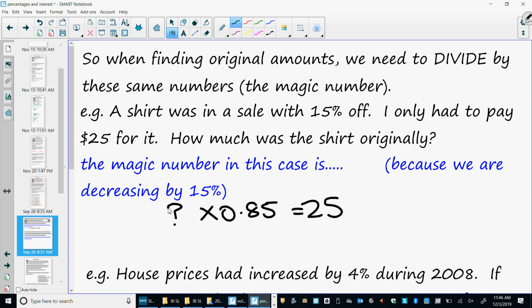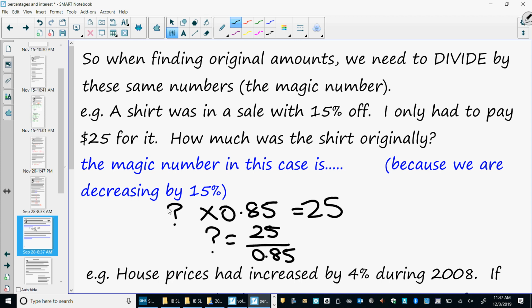Let me just get you to look at what I've written. Our unknown value was multiplied by 0.85 and I paid $25. Does everyone understand how I got this statement? Our unknown value multiplied by 0.85 because we were reducing it by 15% gave me 25. How do I find my unknown value? It's straightforward, I hope. Rearranging and solving an equation: 25 divided by 0.85.